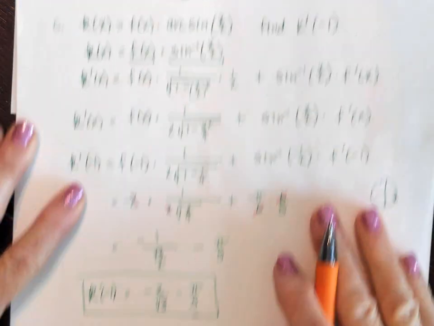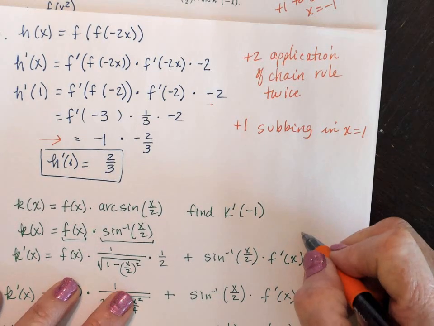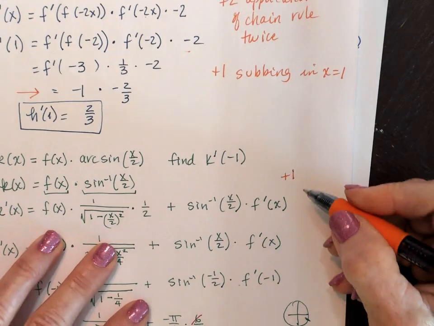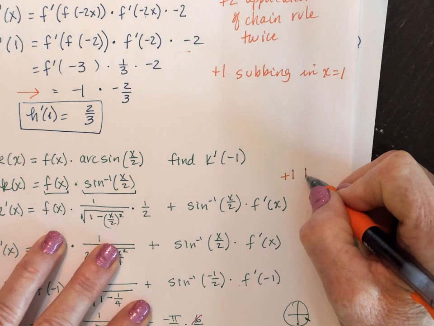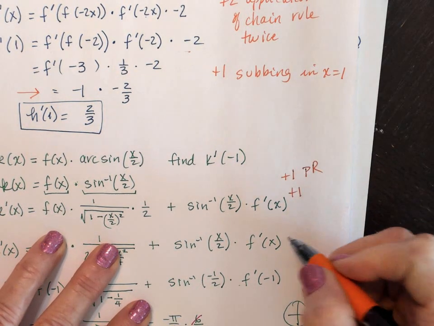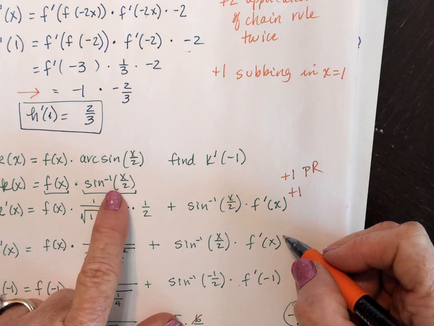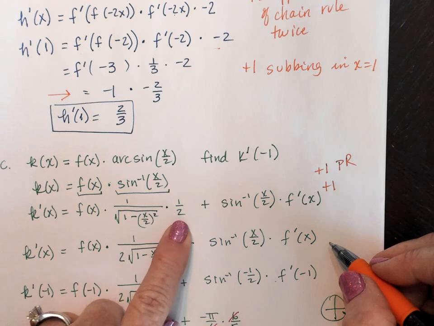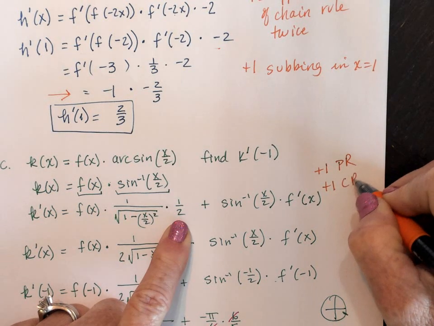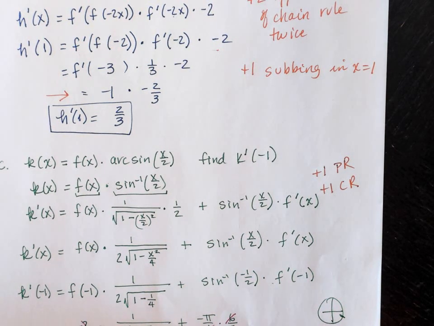Okay, so here's where your points come from. You get +1 for recognizing and applying product rule appropriately. You get +1 for the chain rule. So doing this inverse, the derivative of the inverse sine of x over 2 and multiplying by the half. And then you get +1 for that answer.